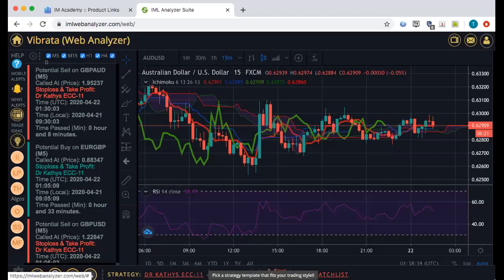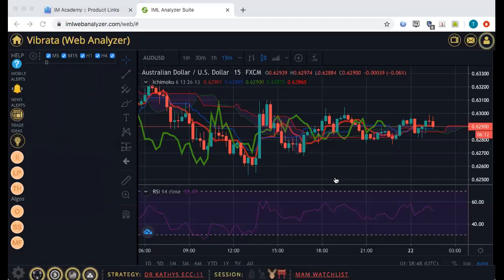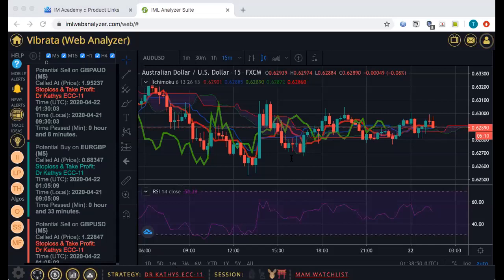Typically when you first get started, oftentimes Dr. Kathy's ECC11 strategy is not listed here. So in order to get her strategy, just click on the red line that says strategy. You will receive a pop-up window, which is Web Analyzer settings. I'm going to show that to you in just a sec here. Okay, you should be able to see it now.